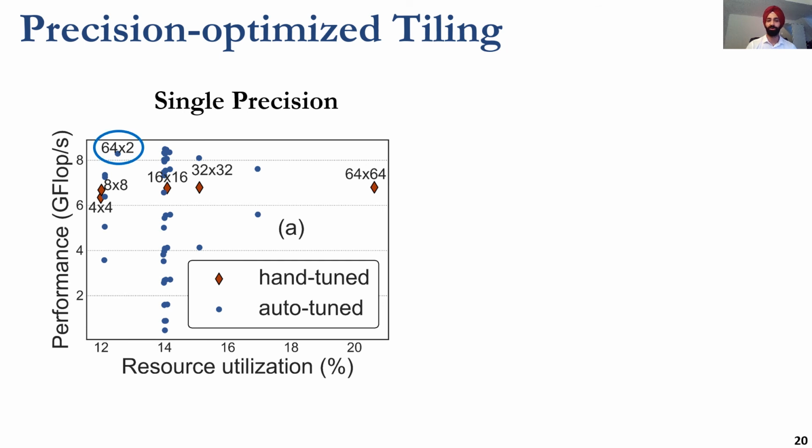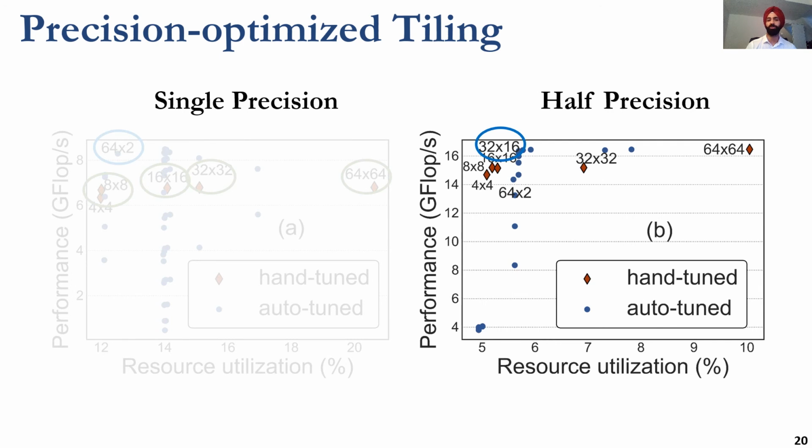By using the auto-tuning approach and our careful FPGA microarchitecture design, we can get a Pareto optimal result with a tile size of 64 by 2 for single precision vertical advection. Also, you can see here that the hand-tuned designs are suboptimal compared to our auto-tuned results. However, for half precision, we get a different tile size of 32 by 16 to get our Pareto optimal point.